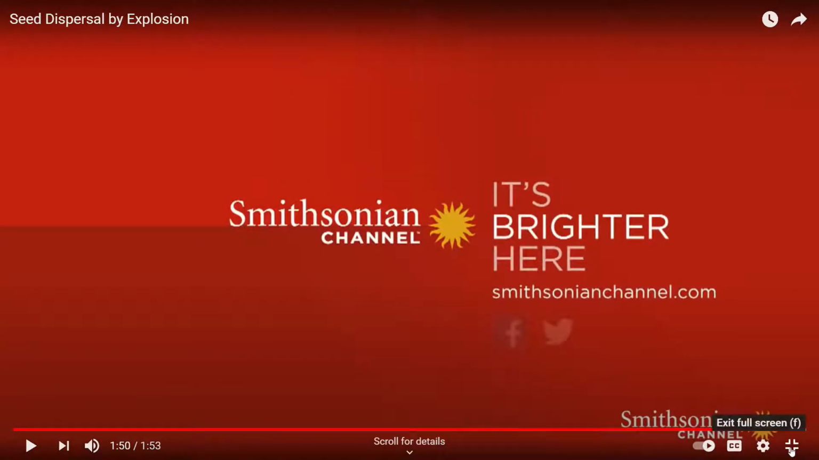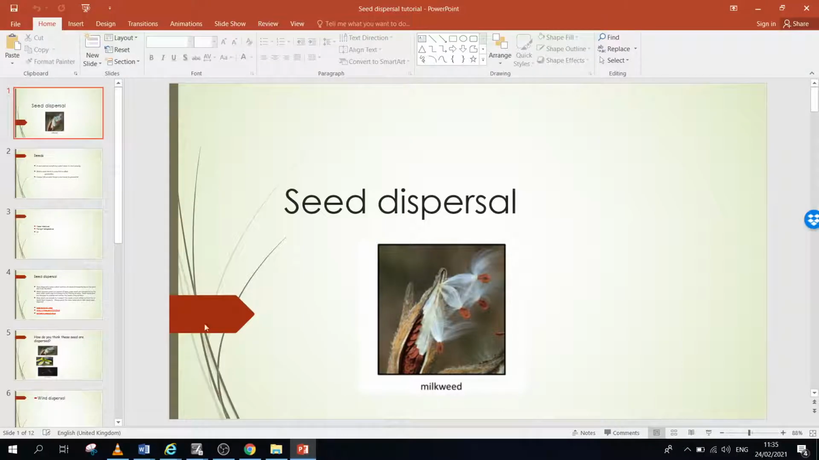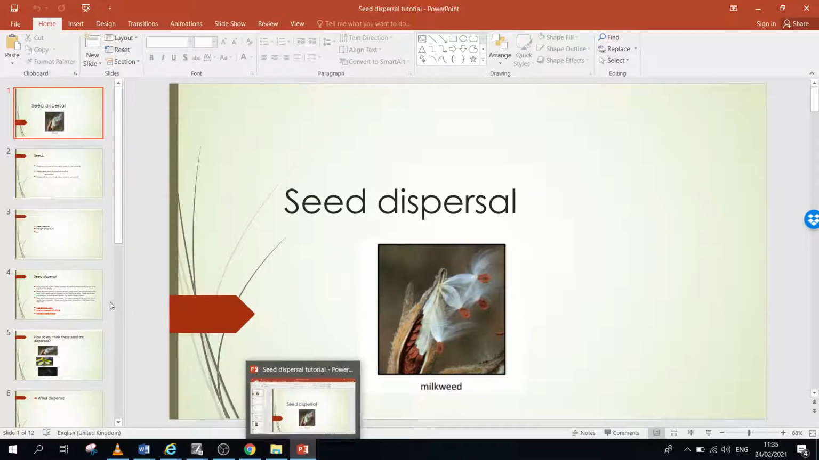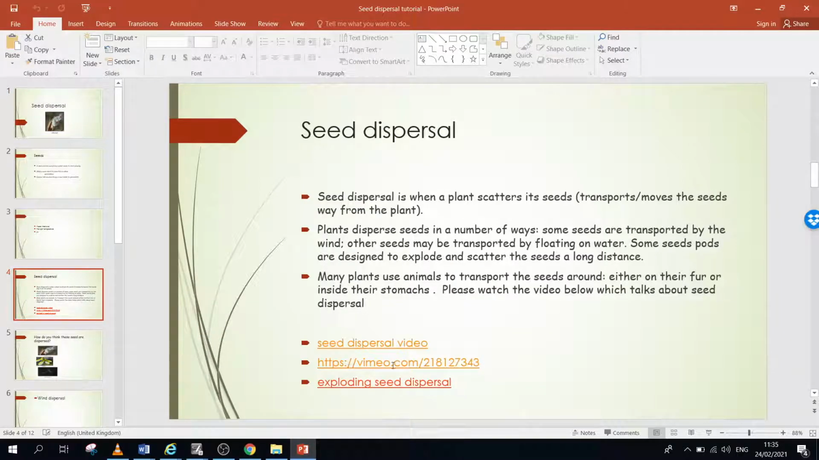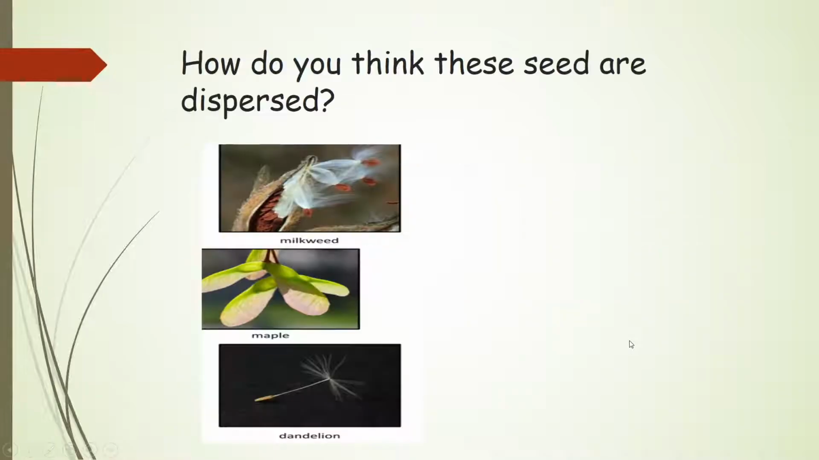Wow, I thought that was amazing how plants have evolved to disperse their seeds. Okay, let's go back to our slide. Okay, so now that you saw some of the ways that seeds are dispersed, we're going to play a quick game, and I want you to use your detective skills. So I want you to look at the seeds.